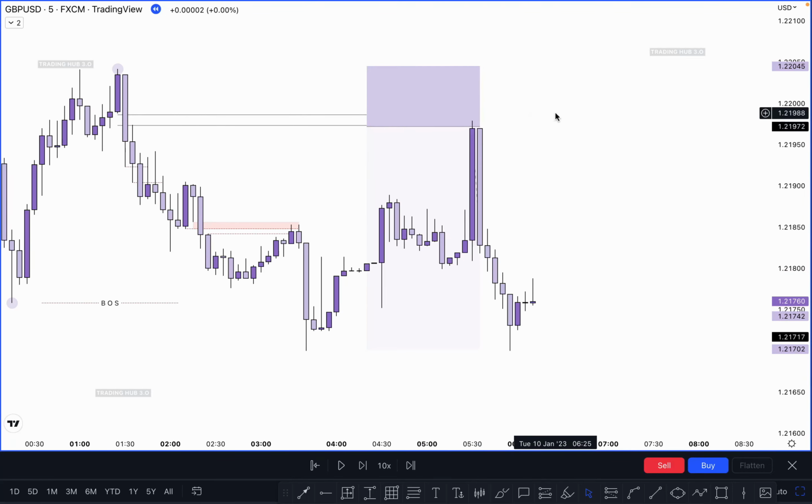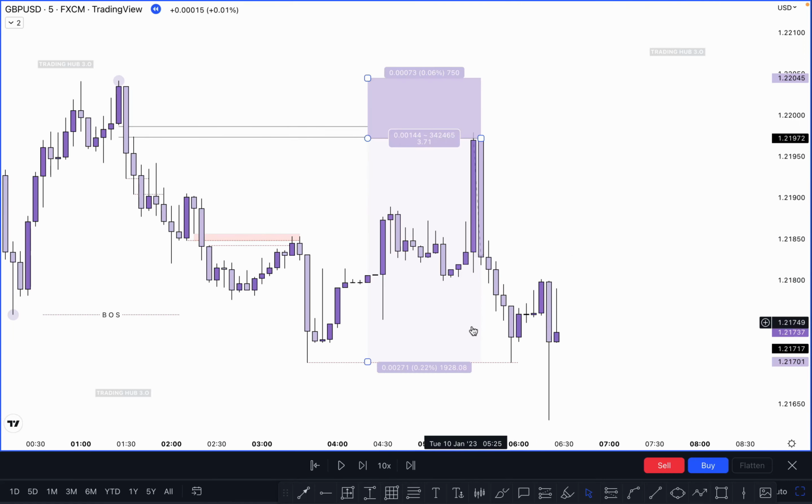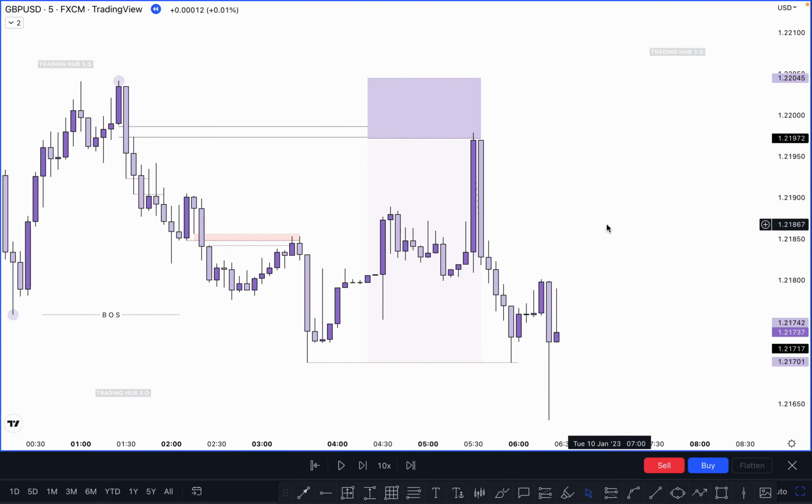Finally, the market mitigates this imbalance. When the market fills this imbalance, we can't use it in the next attempt. An imbalance can be used only one time. The market pushes downside and this becomes our target. Now you can see the market hit our target, and after this move, you can see where our next imbalance is.